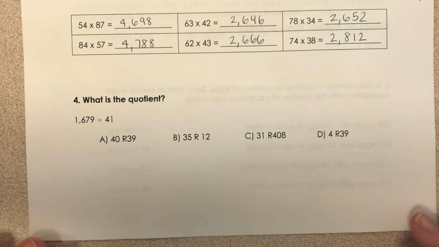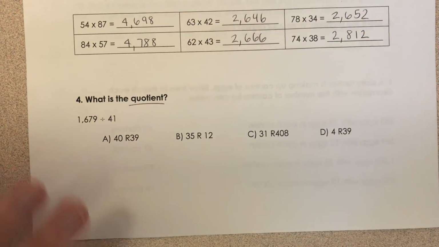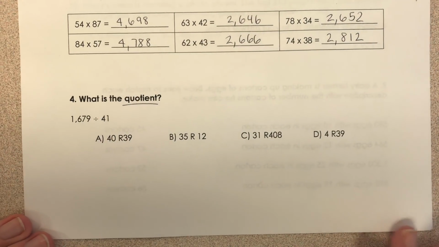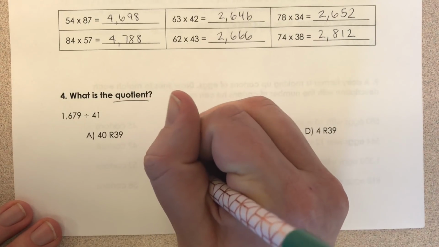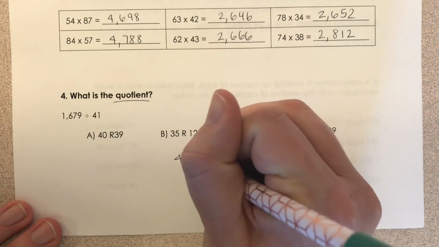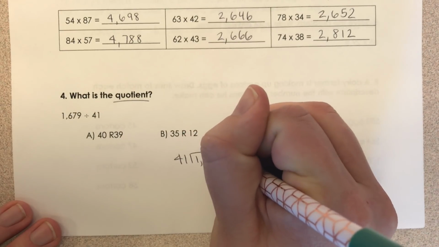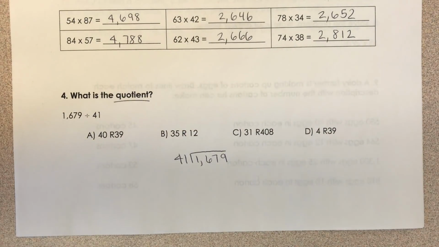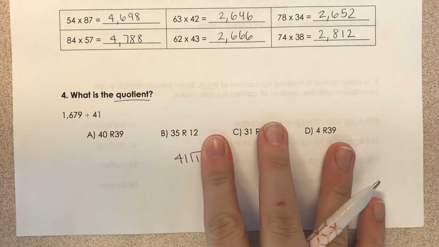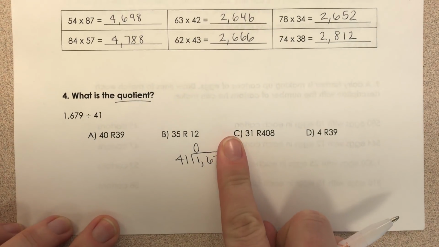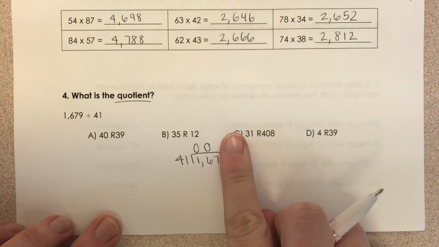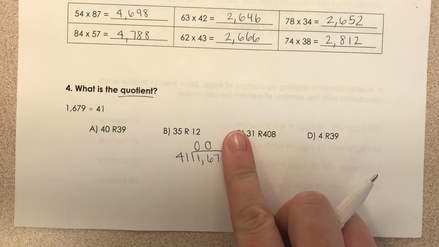Number 4, what is the quotient? Quotient is the answer in division. So if we're looking for the quotient here, all we have to do is set up a division problem. So we are going to put 41 on the outside there and 1,679 on the inside. That's how our problem should be set up. All right, so 41 goes into 1 0 times. 41 goes into 16 0 times. 41 goes into 167. Well, it definitely goes into it, but I'm not sure how many times.